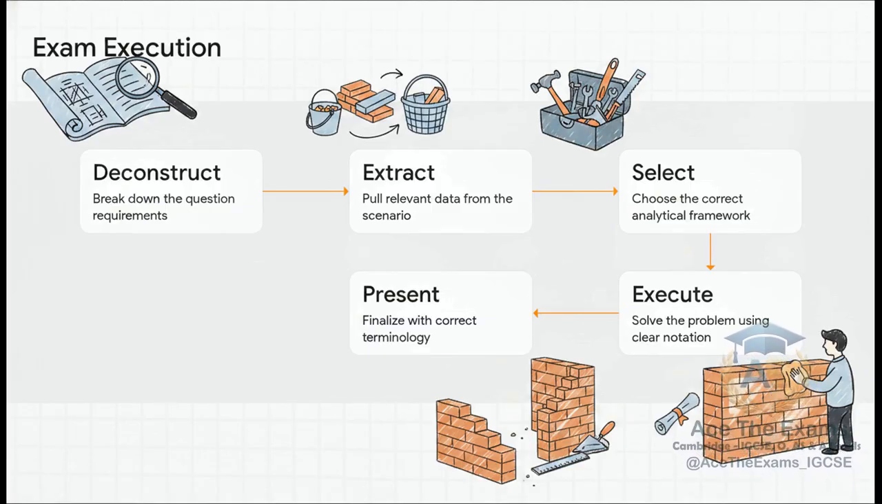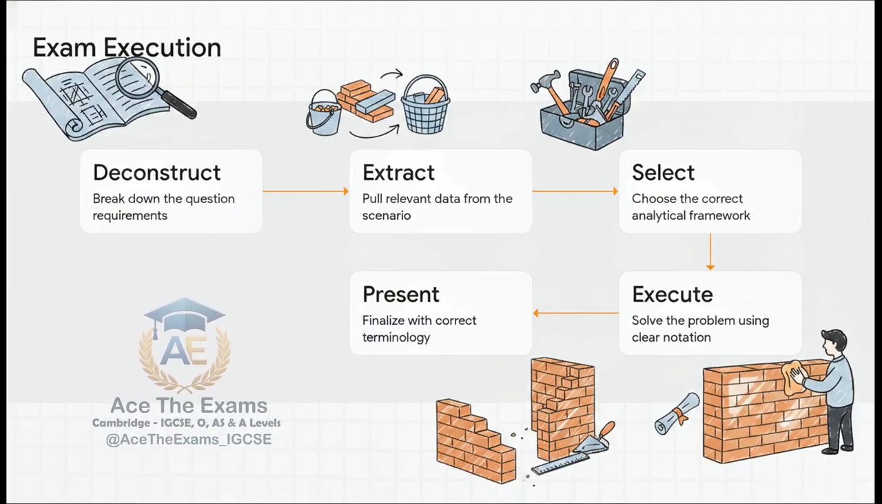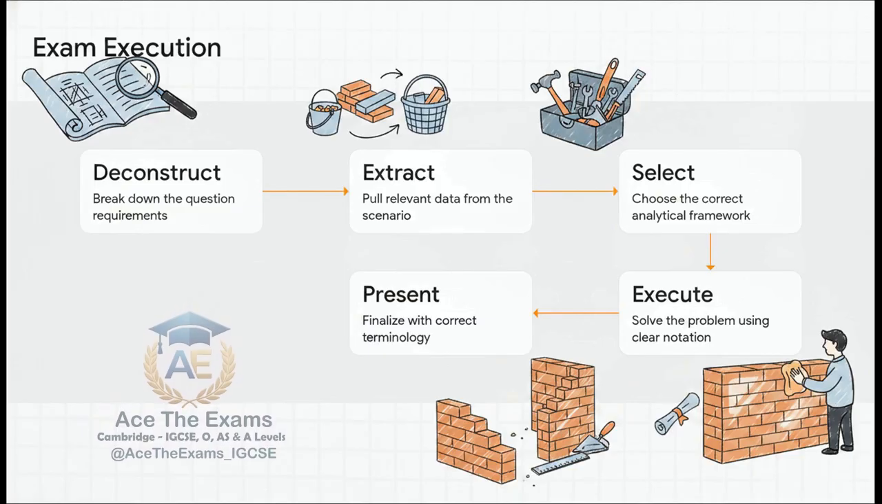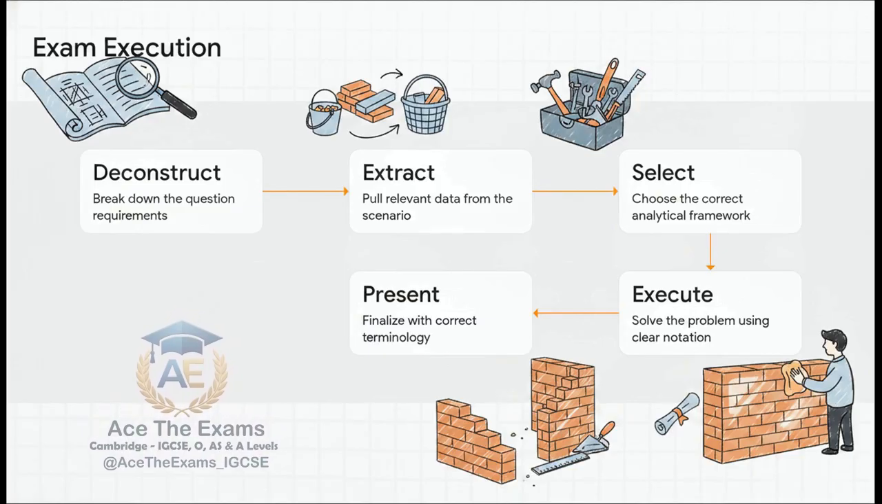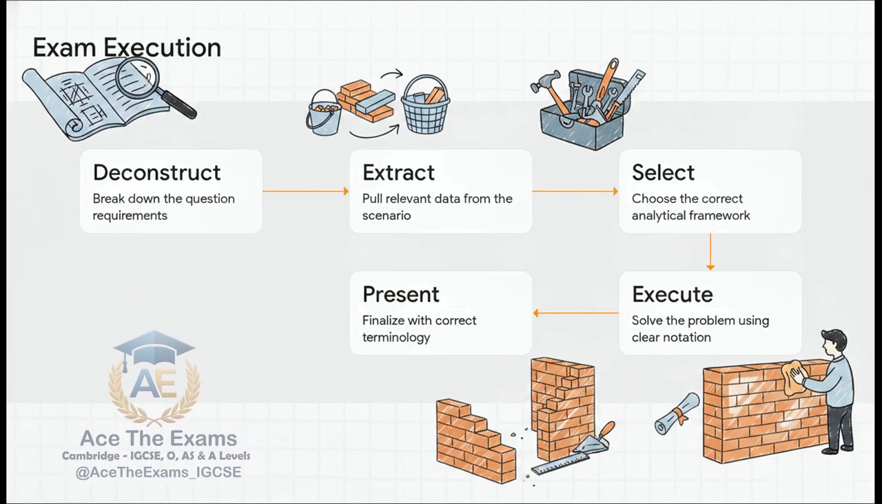Step 2, extract relevant data. Pull the specific variables and constraints right out of the scenario text. Step 3, select your analytical framework. Decide exactly which ADT and which specific operations like push, pop, NQ, or DQ apply here. Step 4, execute your analysis with crystal clear notation. Write your pseudocode or draw your diagrams flawlessly.